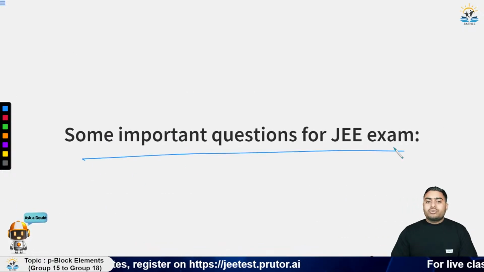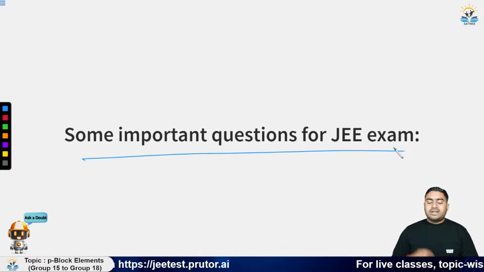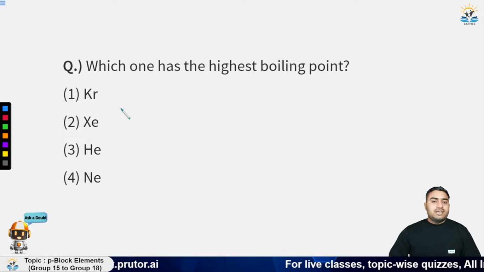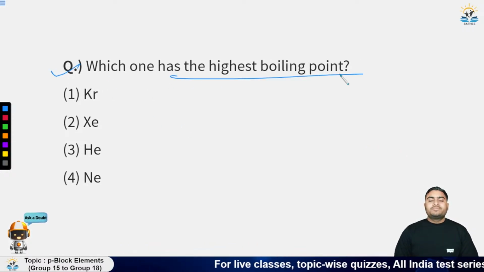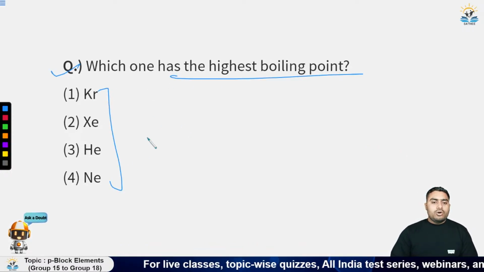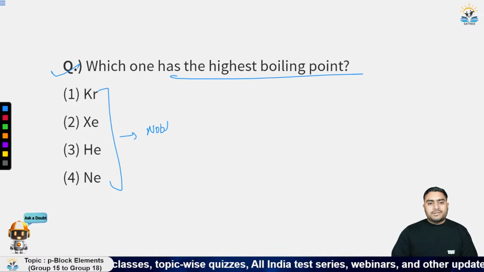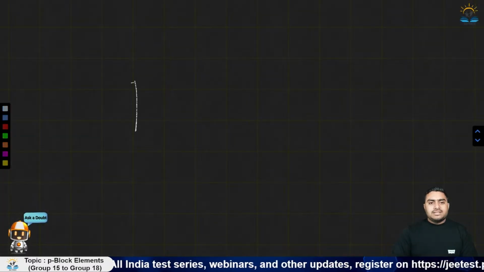Let's move to some important questions for JEE exams. Let's see the relevancy. You can see here: which one has the highest boiling point? As I told you already, these are all noble gases. You know very well, I am just summarizing some properties.